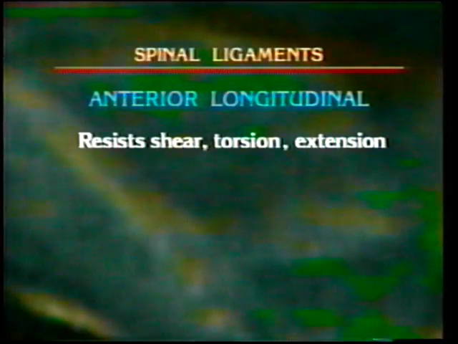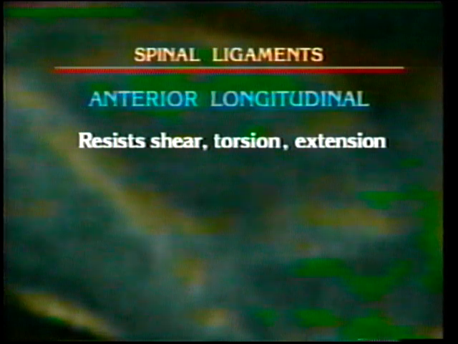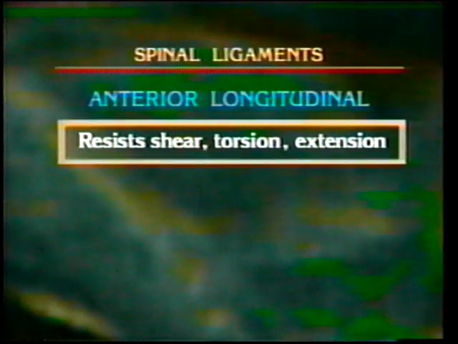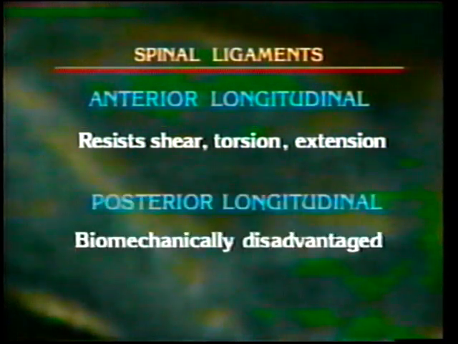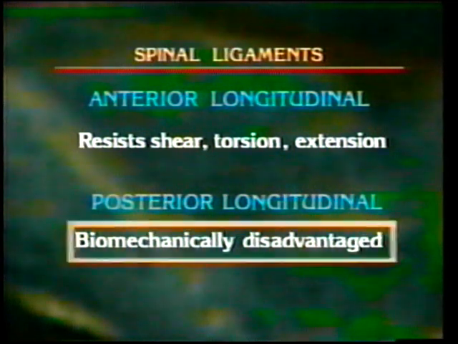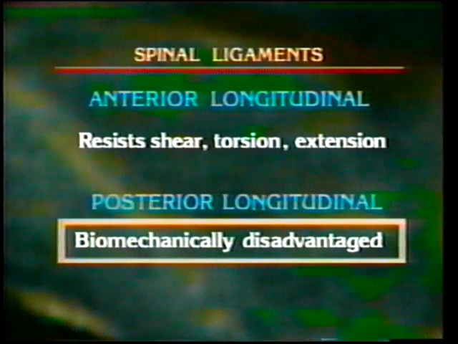What role do these ligaments have? The anterior longitudinal ligament resists shear, torsion, and extension primarily. The posterior longitudinal ligaments do resist flexion, but as I will show you momentarily, they are biomechanically disadvantaged and not as effective as you think they are. The ligamentum flavum is one of those ligaments that we know a great deal about, but we have never really allowed ourselves to think about it as a main stabilizer of the lumbar spine.